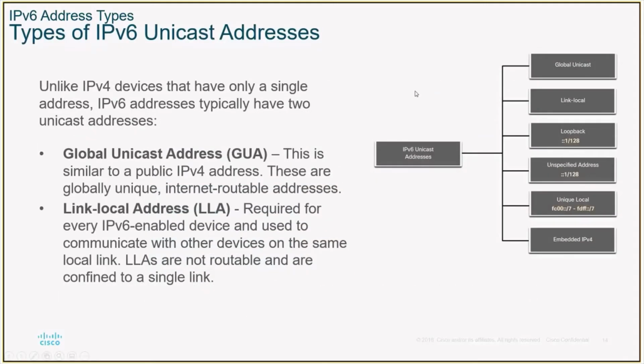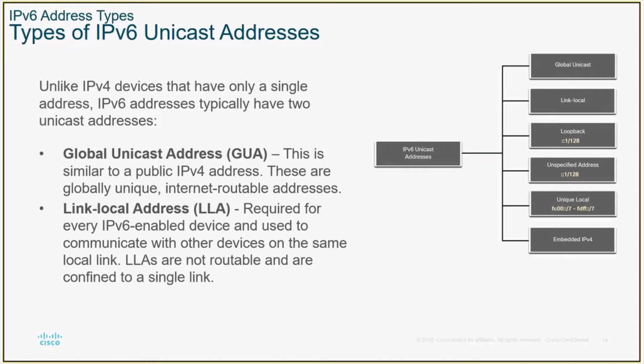Okay, now types of unicast addresses. Unlike IPv4 devices that only have a single address, IPv6 devices typically have two unicast addresses. There is the global unicast address, which is the one that's assigned to you from an ISP or whoever it may be. These are globally unique, and that's what you connect to the internet.